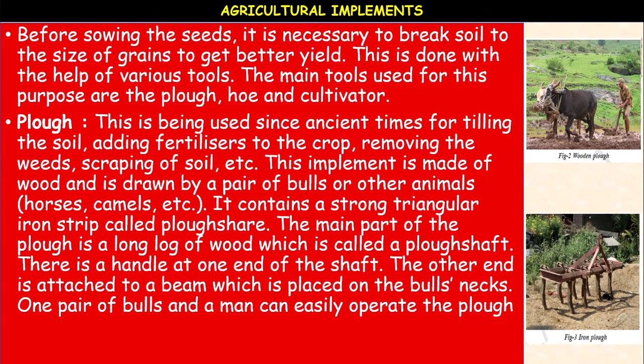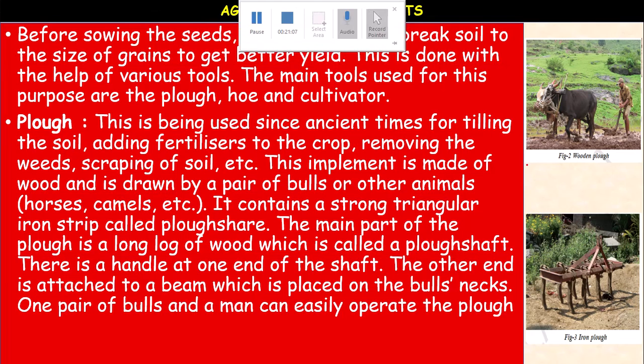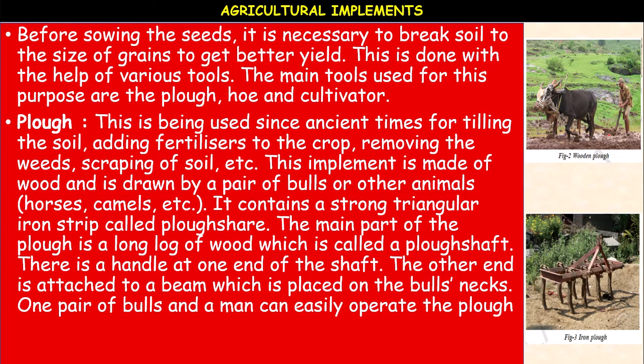Okay. So, this is the plow, you can see here, okay. So, it is attached to a long log of wood which is called a plough shaft. The other end of the plough shaft is attached to a beam, which is placed on the bull's neck here, okay. The indigenous wooden plough is now increasingly being replaced by iron plough, okay.